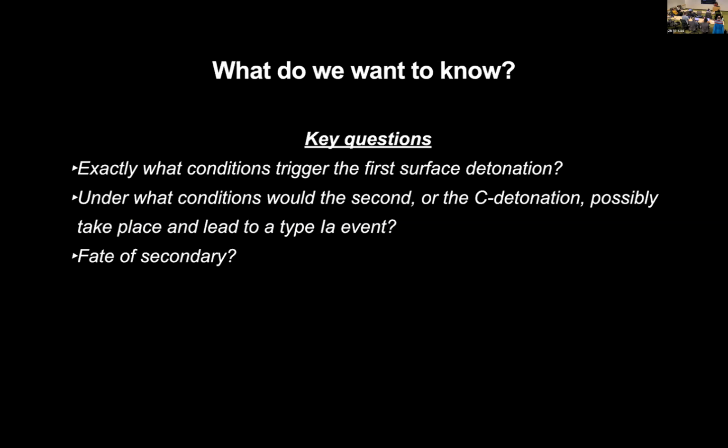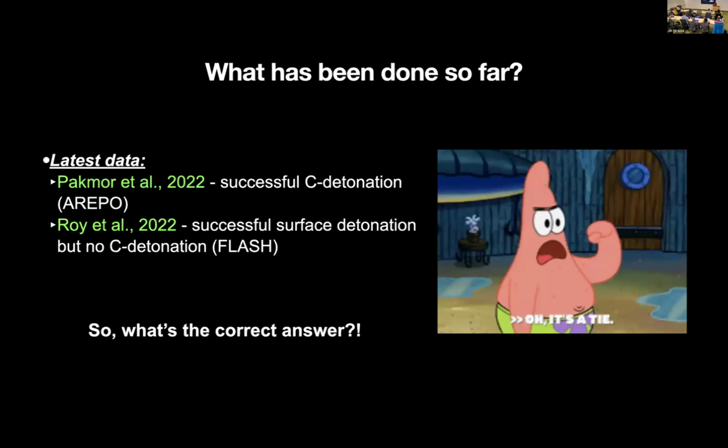So in my case, the key questions come down to exactly what conditions trigger the first surface detonation, under what conditions would the second or the carbon detonation possibly take place and lead to a type 1a event? And if that does happen, then what happens to the secondary star? And in this case, that's another white dwarf. So far, there's only 2 other groups that have done full 3D simulations, and both of them have conflicting results. One says the secondary detonation does take place, the other says it does not. And so I'm hoping to be a tiebreaker. I would like to be.